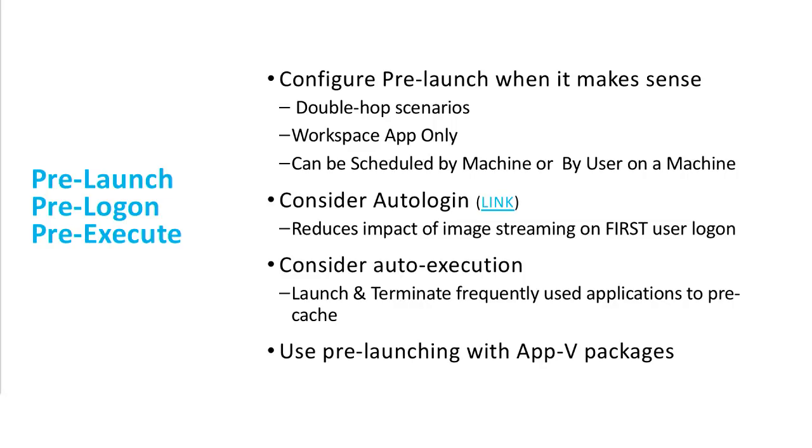The next line on here is auto execution. That's the same idea, but running applications, right? So if you have an application that is really big and it takes a long time to load, if you're doing auto logon, figure out a way to load that application in the auto logon so it starts up, closes down. It's going to pre-cache most of those files for the application as well, so that when the user logs in, it's going to be quicker at the same time. And that one might be a little more interesting even for Citrix Virtual Apps, because not every application will be started by that first user that logs in.